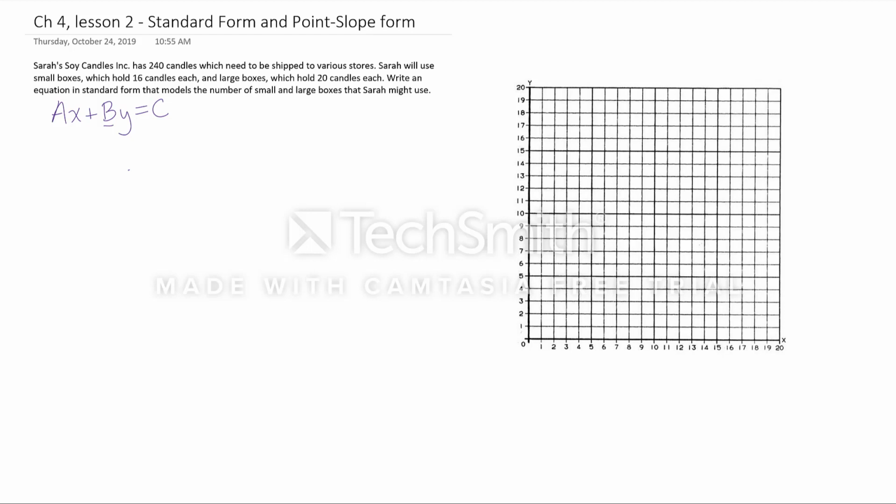So if we look at this example, Sarah's Soy Candles Inc. has 240 candles which need to be shipped to various stores. Sarah will use small boxes which hold 16 candles and large boxes which hold 20 candles each. Write an equation in standard form that models the number of small and large boxes that Sarah might use. The idea here is that she's able to use different combinations of small and large boxes to ship these 240 candles. But the 240 is going to be a constraint.